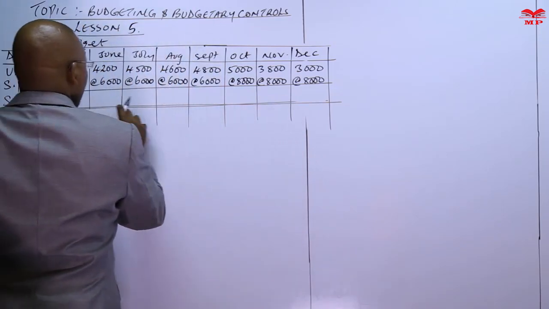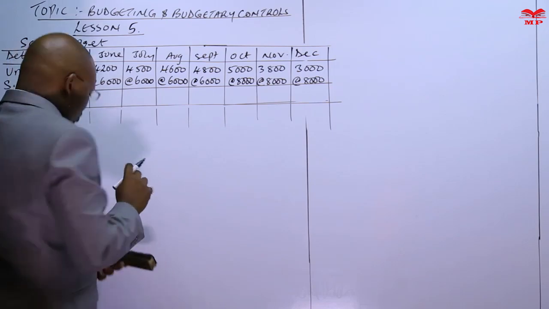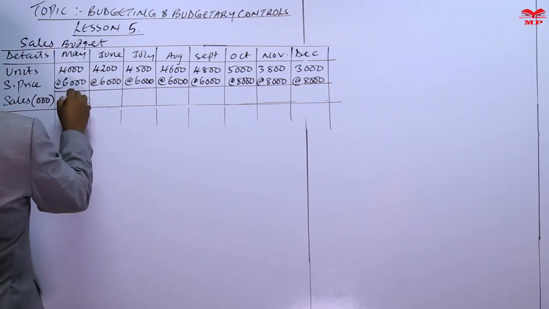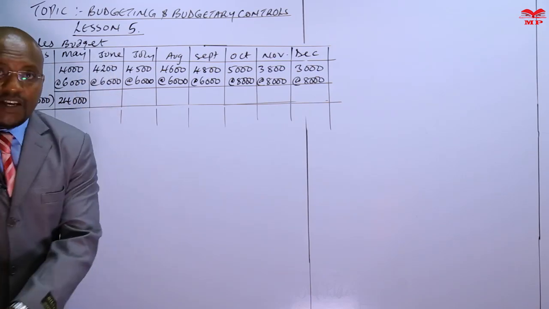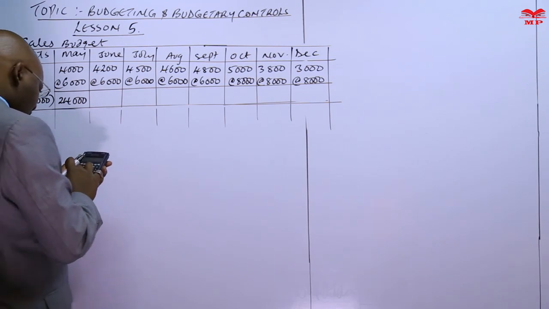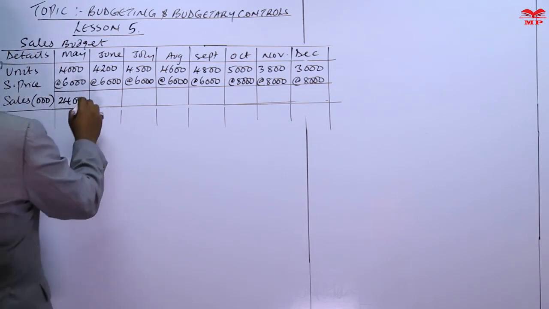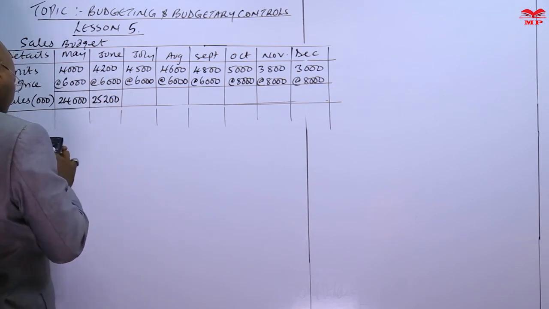So in thousands. As we multiply, 4,000 times 6, this is 24,000. The figures are in thousands. This is 4,200 times 6. This is 25,200. 4,500 times 6.